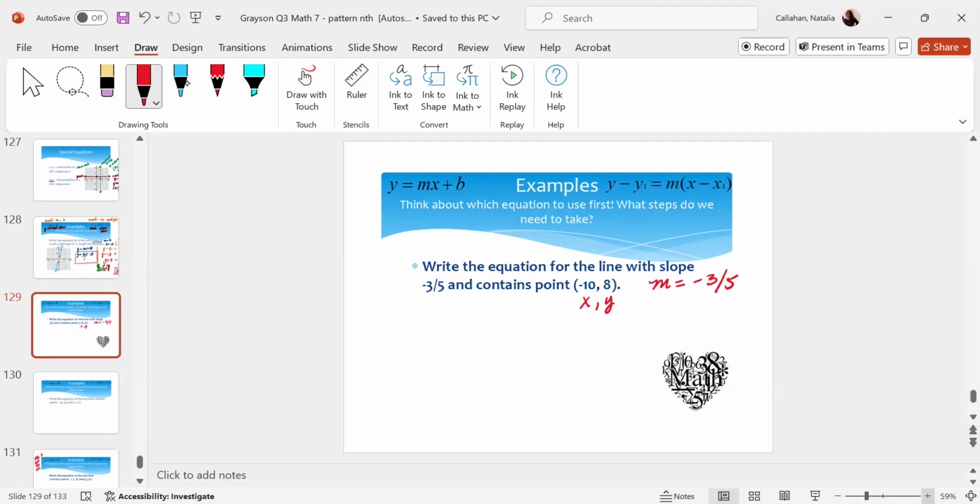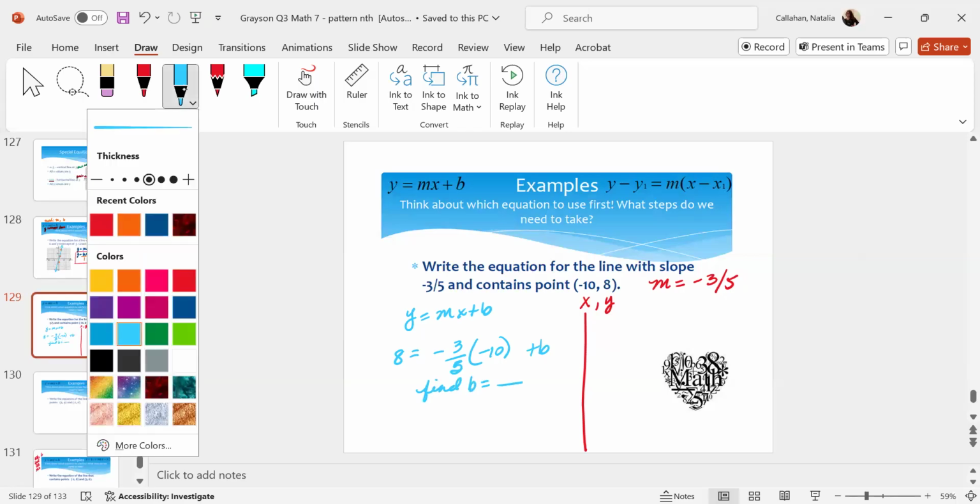Okay, so once we have this, you can use two different equations. I'm going to use both of them. The first equation is y equals mx plus b, right? So fill it in. What's given to you? Slope is given. And our point is -8. Plug it in. Good. And then you have to solve for b, right? Because that's what we're missing.